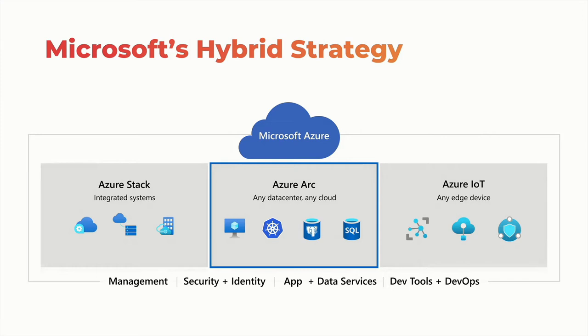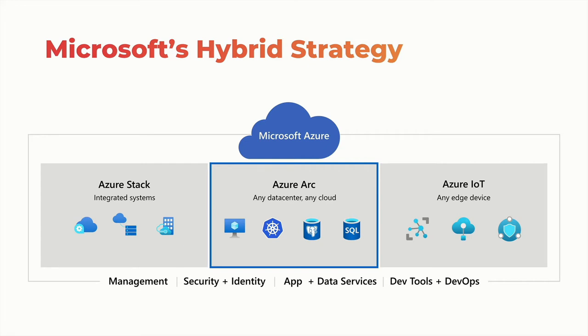Now, in between Azure Stack and Azure IoT, there comes in Azure Arc, which is bridging the gap between existing environments such as on-prem data centers, colo environments, and even other public cloud platforms, which are running customer workloads in the form of virtual machines, Kubernetes clusters, and it is enabling customers to run data services in any of these environments.